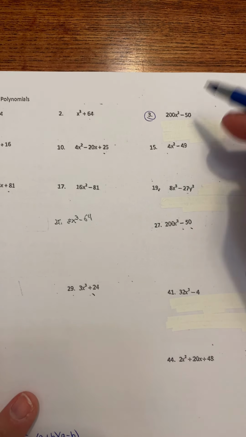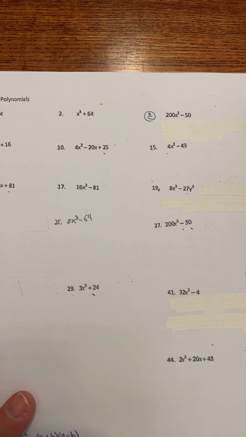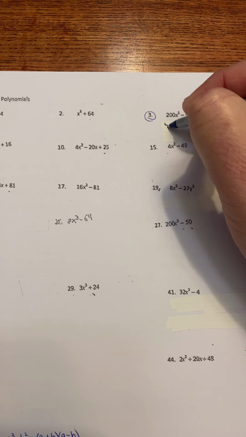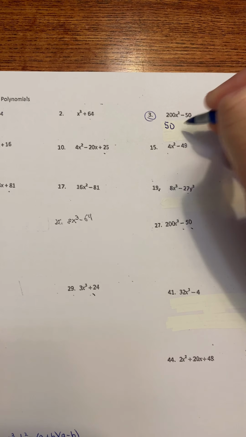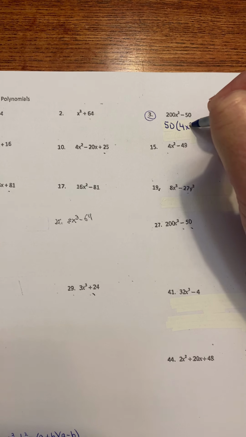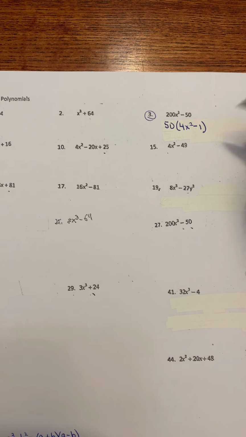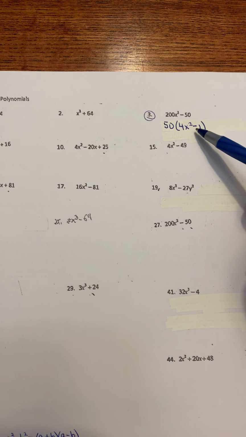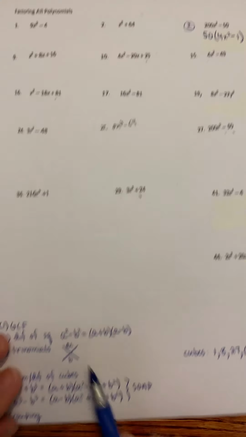Okay, so I'm going to start with number 3, because I see right away a GCF. They both have a common factor of 50. So I'm going to take out that 50. And when I do that, I'm left with 4x squared minus 1. But what I notice in what's left in the parentheses is a difference of squares. The difference of squares looks like this.